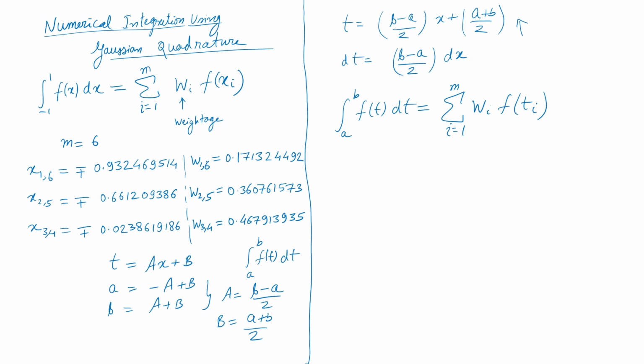So, the x_i's will be the same as before. So, f of t_i, and dx will be replaced by dt, so dt equals (b minus a) by 2 into dx. So, we have into (b minus a) by 2. That is the entire correction, and here I can put t_i equals (b minus a) by 2 into x_i plus (a plus b) by 2. Now you see I have transformed my integral from -1 to 1 to any a to b. So, I can put a equal to 0 and b equal to 1.